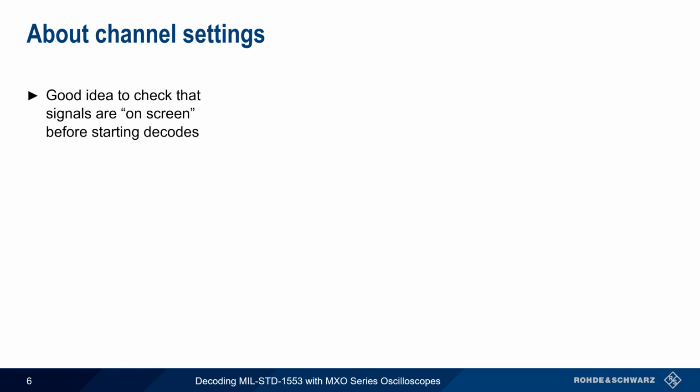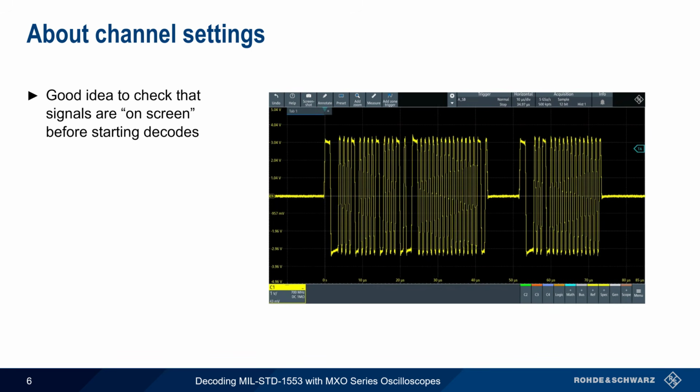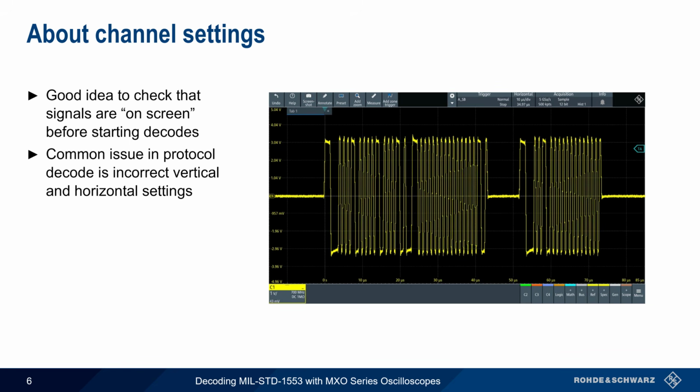This might be a good time to pause for a moment to talk about channel settings. Before starting decodes, it's always a good idea to first check that the signal or waveform is correctly on screen. In this example, the signal appears on the screen with appropriate vertical and horizontal scaling. The most common issue in serial decoding is incorrect vertical and horizontal settings, such as the wrong time base or the wrong volts per division setting. So it's best to visually verify that these are set appropriately.